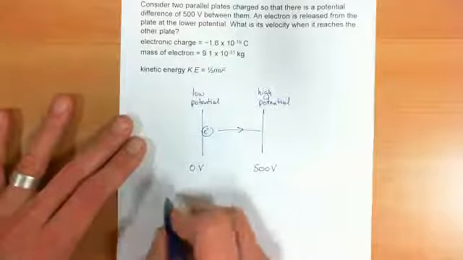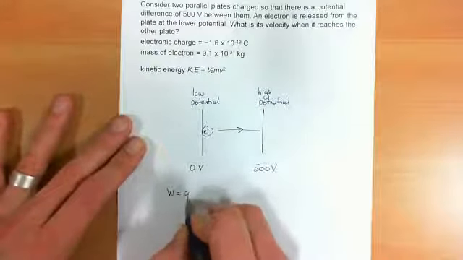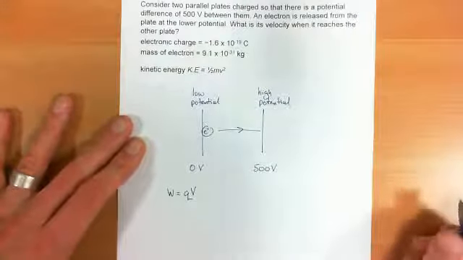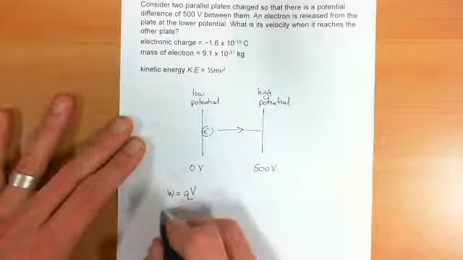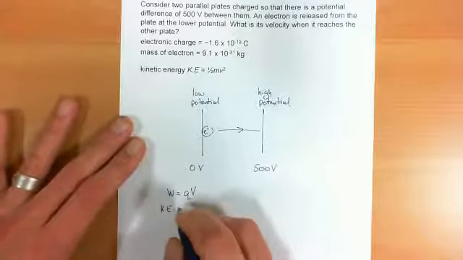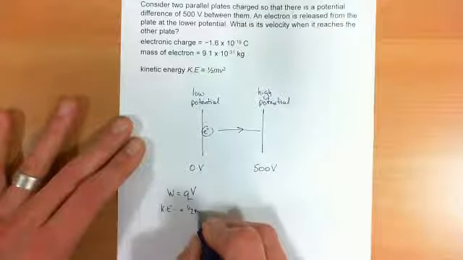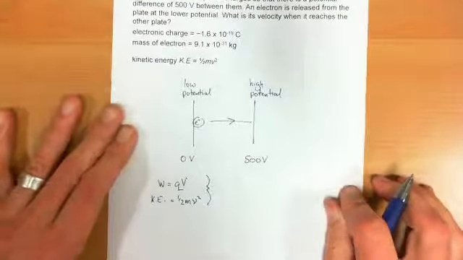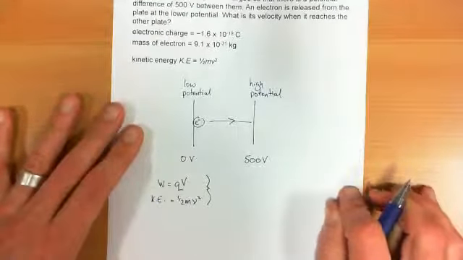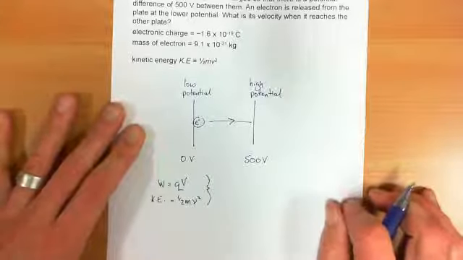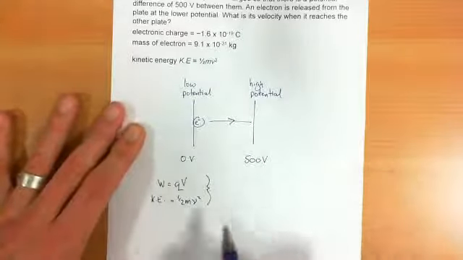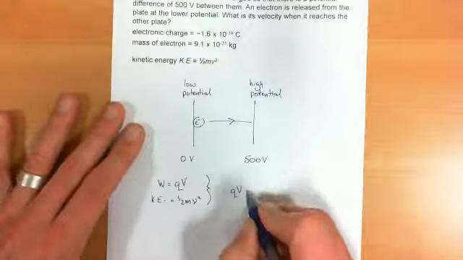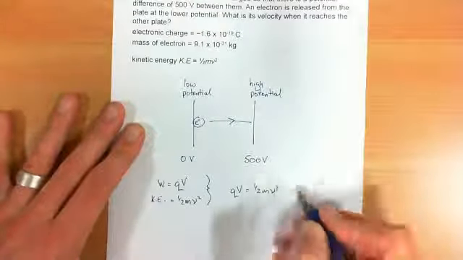So first of all, we need an expression for the electrical potential energy of the electron. W equals QV. We're told the expression for kinetic energy equals a half mv squared. We've said that we're going to assume that all of the potential energy is converted into kinetic energy. So we're going to equate the two right hand sides of these equations. QV is equal to half mv squared.